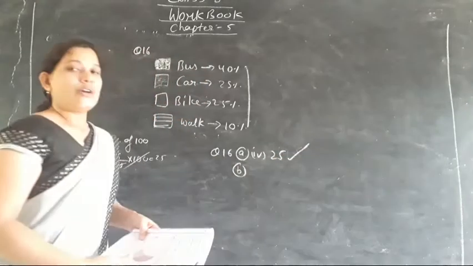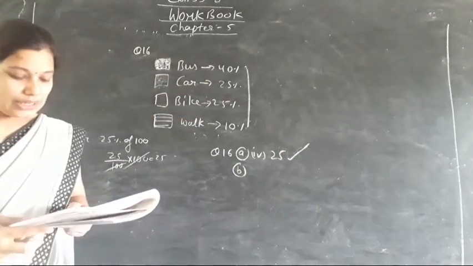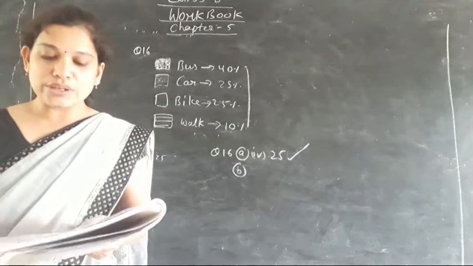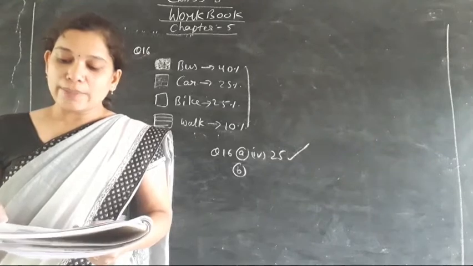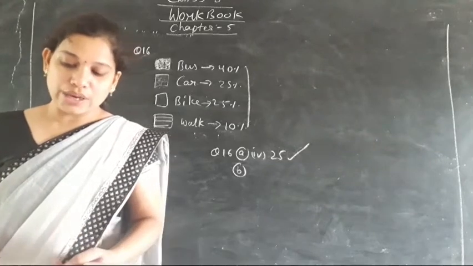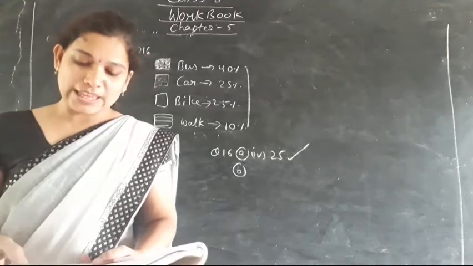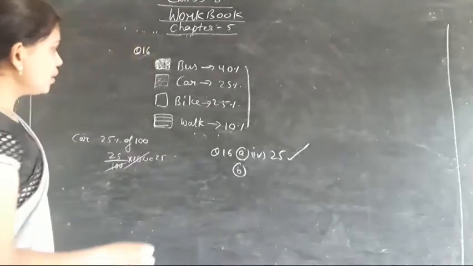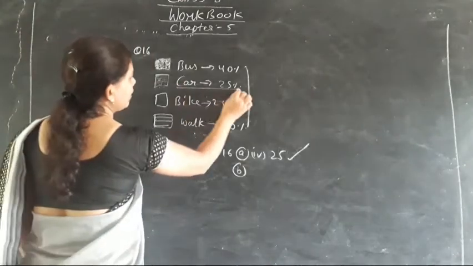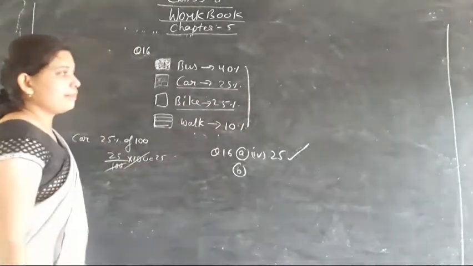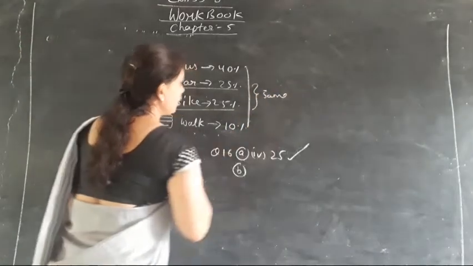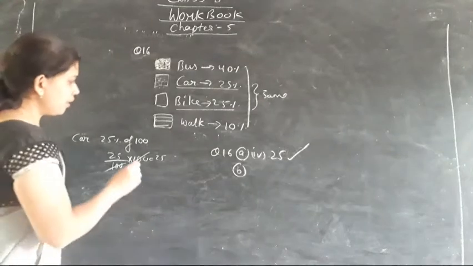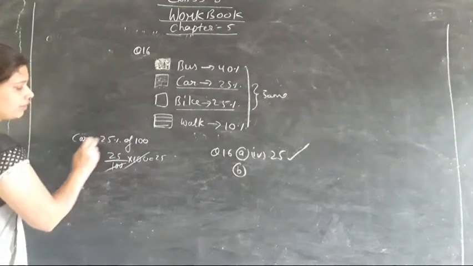Now moving toward the B part of the question, if 200 students responded to the survey, how many are either bike or car riders? So here, dear student, you can see that bike and car riders both have the same percent. Because they are the same, we will consider 200 in place of 100.